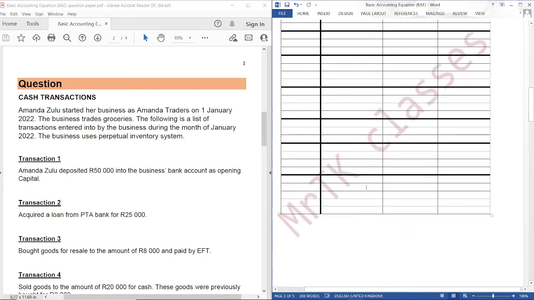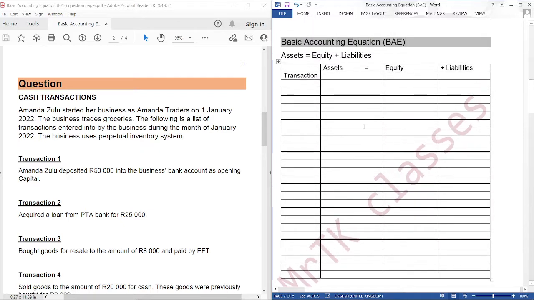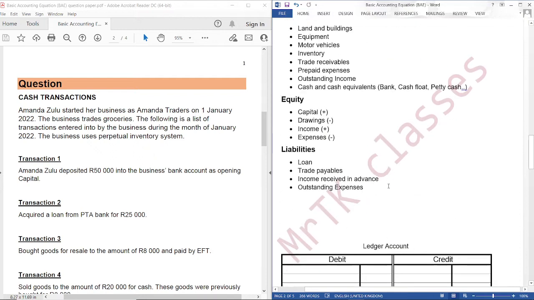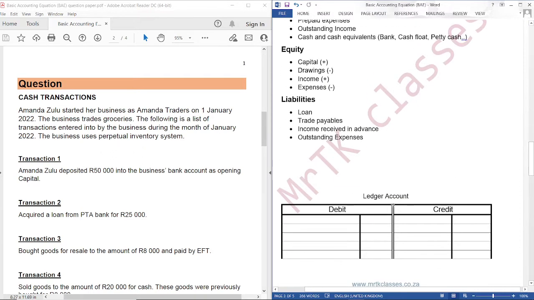All right, so in accounting, we have what we call double entry. For every transaction that we are going to see here, right, we are going to have a debit entry and a credit entry. What does that mean? We have what we call a ledger account. So a ledger account has the debit side and the credit side, right? The debit side being the left hand side, the credit side being the right hand side, right?